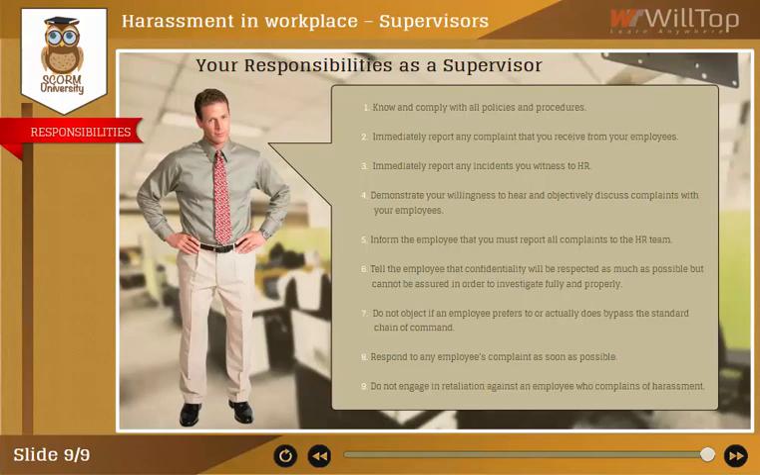Tell the employee that confidentiality will be respected as much as possible, but cannot be assured in order to investigate fully and properly. Do not object if an employee prefers to or actually does bypass the standard chain of command. Respond to any employee's complaint as soon as possible. Do not engage in retaliation against an employee who complains of harassment.